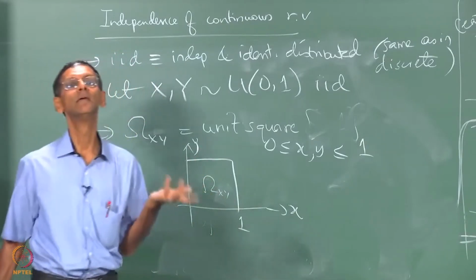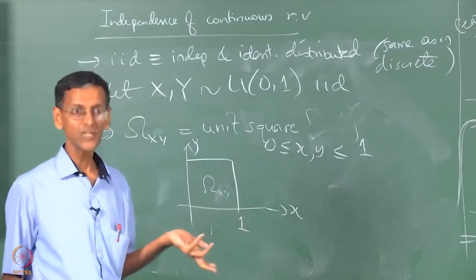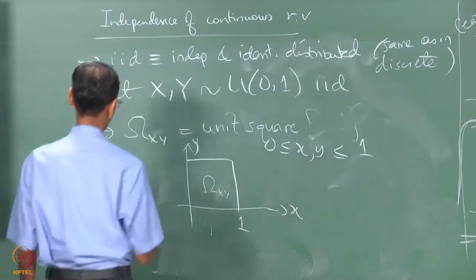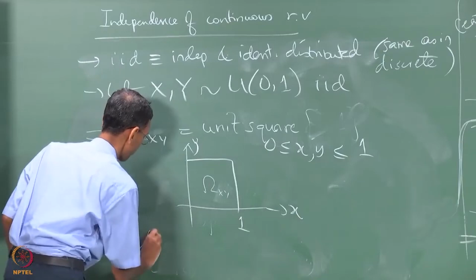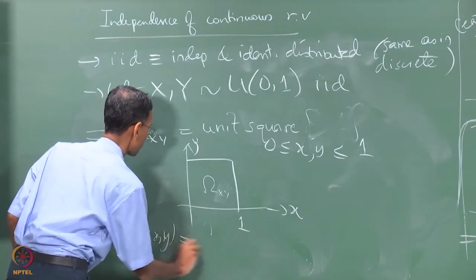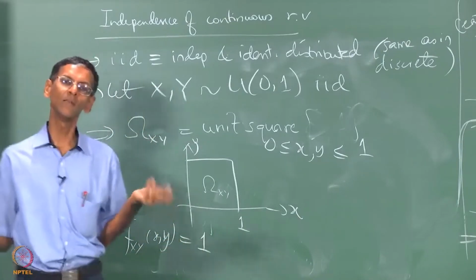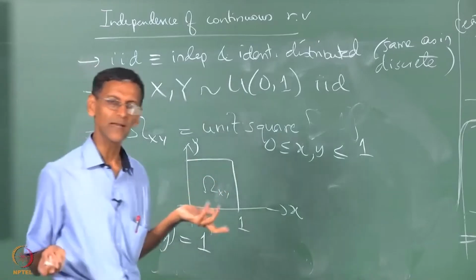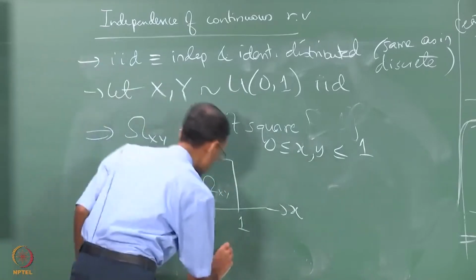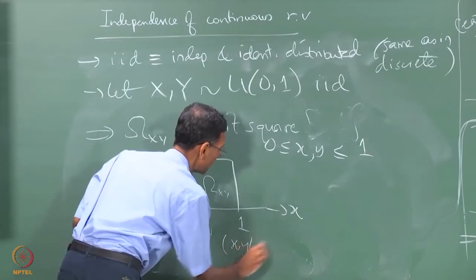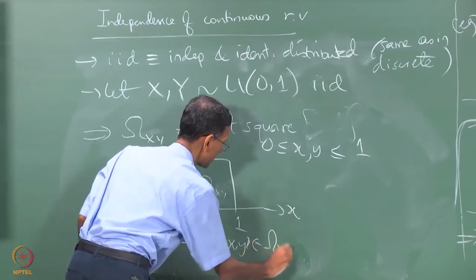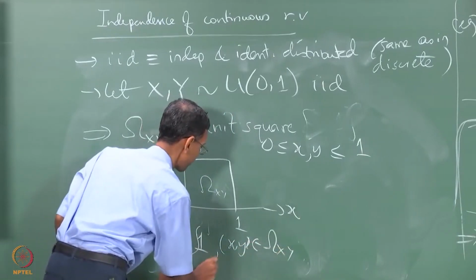What is fxy by construction? Obviously unity in the square. One into 1 is 1, 1 into 0 is 0. The simplest multiplication anybody can do. So fxy is 1 for xy in omega xy and 0 otherwise.